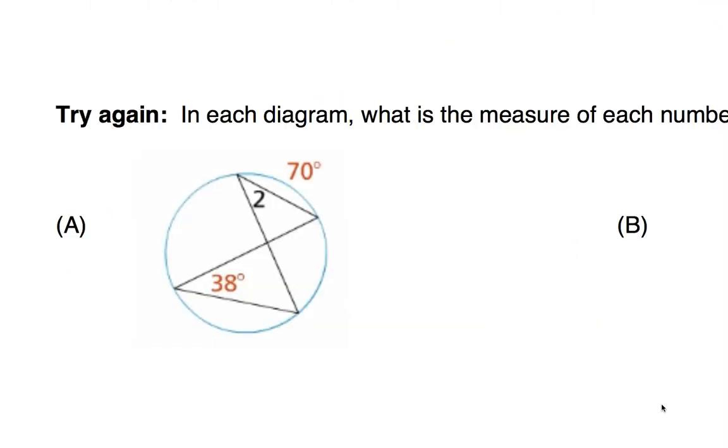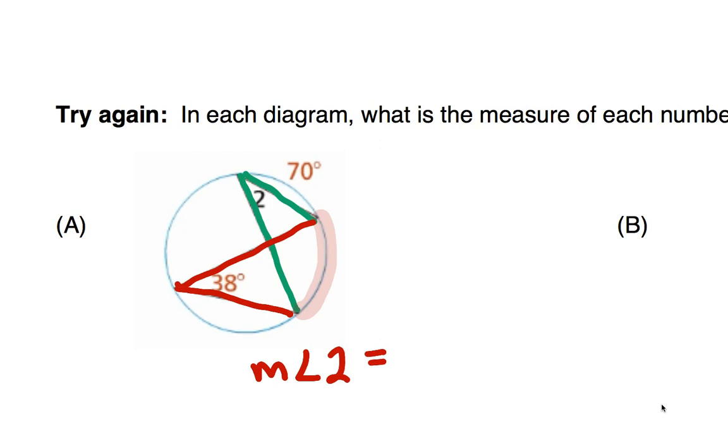All right, number 2. Okay, number 2, we have this inscribed angle which is the same intercepted arc by this inscribed angle. Therefore, corollary 1 says if that happens, then the measure of angle 2 is also 38 degrees.